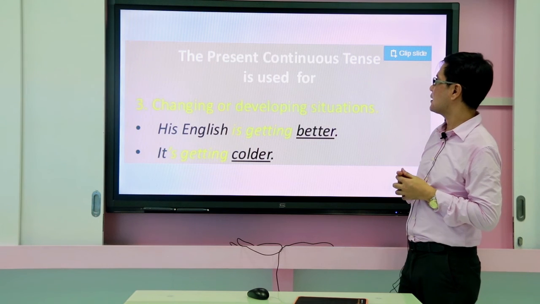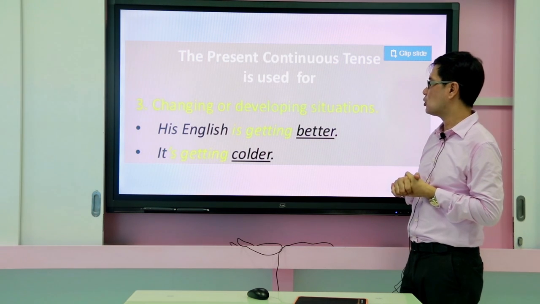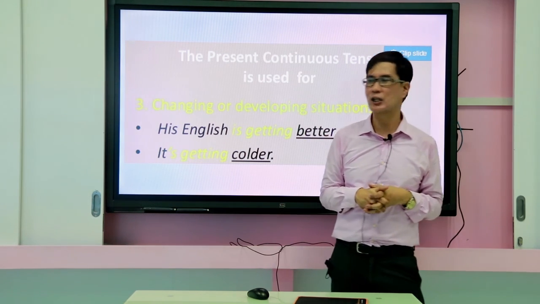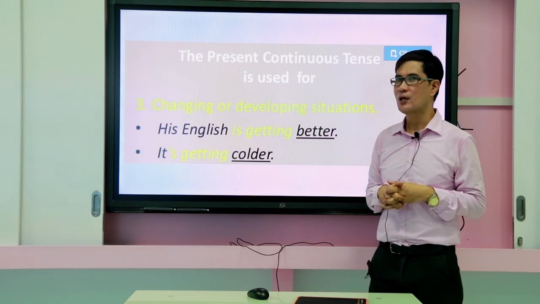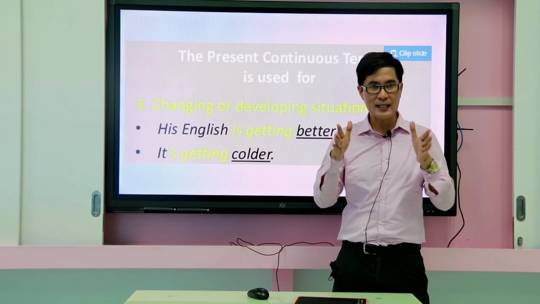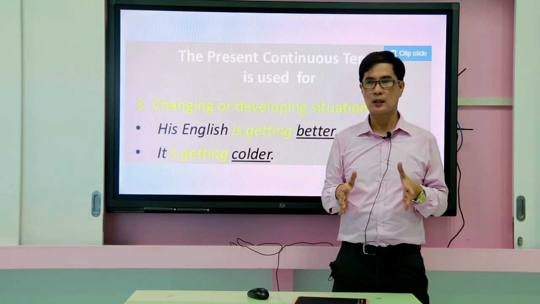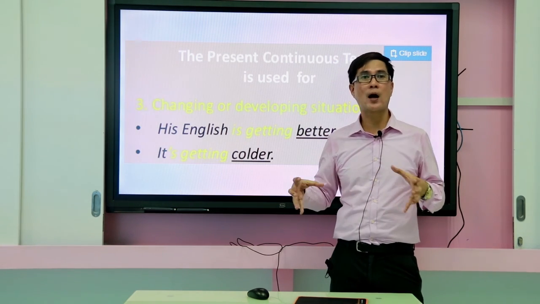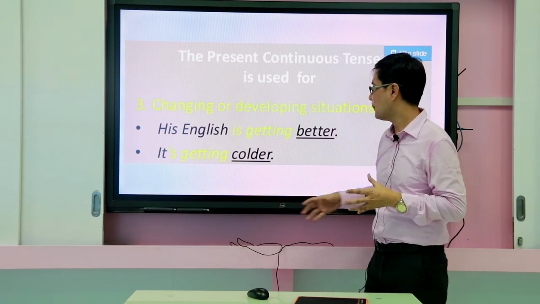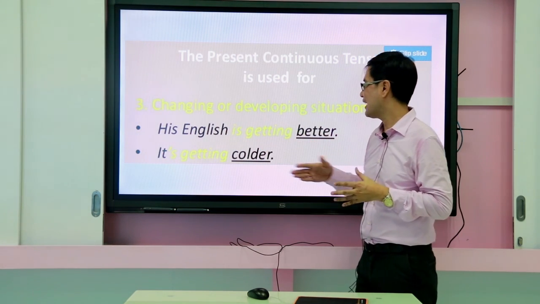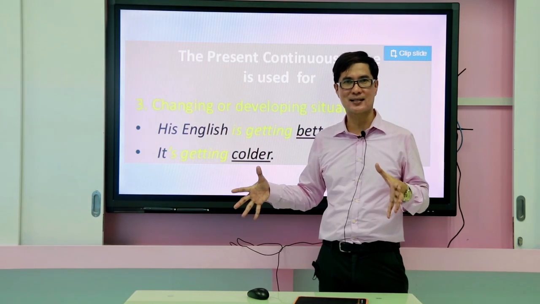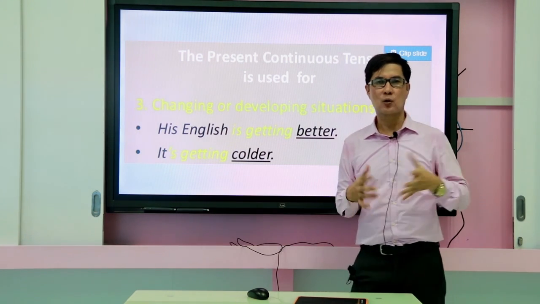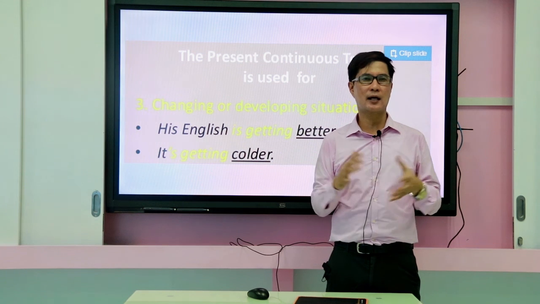The present continuous tense is used for changing, developing situations. Let's see, what is this for? Changing, developing situations. His English is getting better. Which means that from this state, it's getting better. There's a process going on. So we say is getting. We don't say it's get, because it's in the process and it's actually happening right now. It's getting colder. Maybe I just set the air conditioner here and I feel so cold.